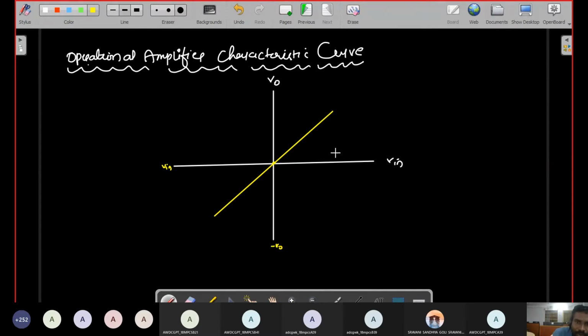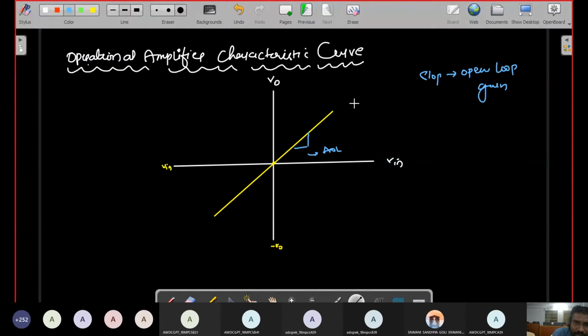After it reaches some point, the slope of this linear graph represents the open loop gain, AOL. So the slope is nothing but the open loop gain. That gain is what the operational amplifier shows, and it is represented by the slope of this linear graph. Once it reaches the maximum voltage, after that it comes to the saturation condition.